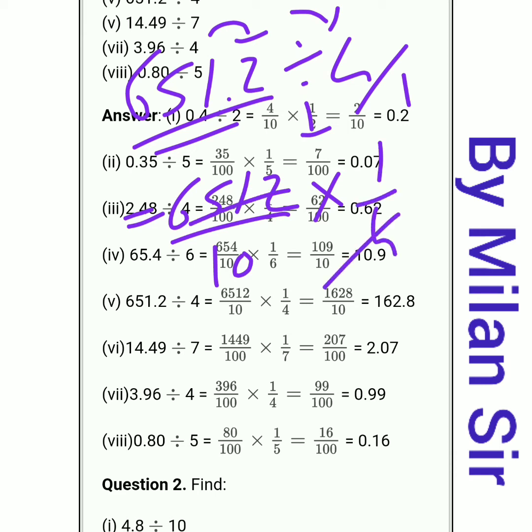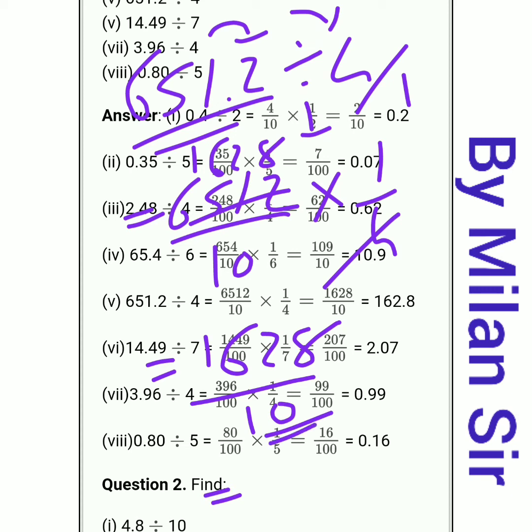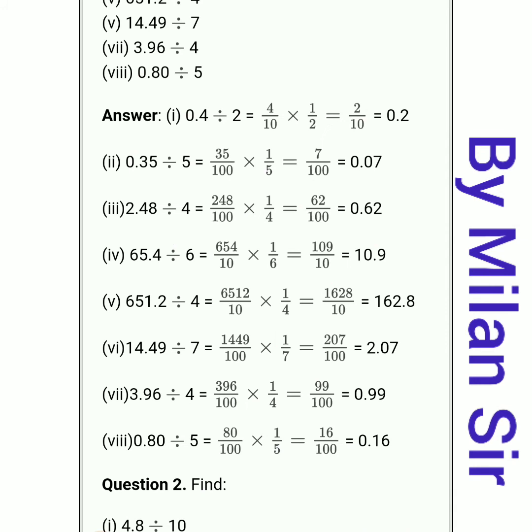Then we can cut this, otherwise we need to divide. So we get the answer 1628. Now in the numerator 1628 into 1 is 1628 only, divided by 10. Now in the denominator 10 is present, so before one digit we need to put a decimal point. So 162.8, this is our answer. Then next question number 6.